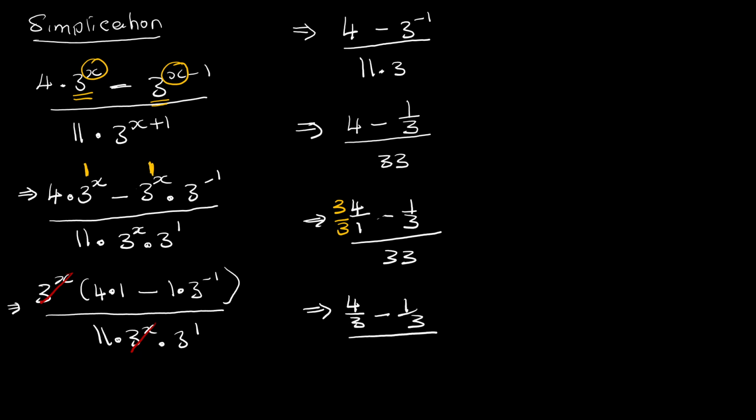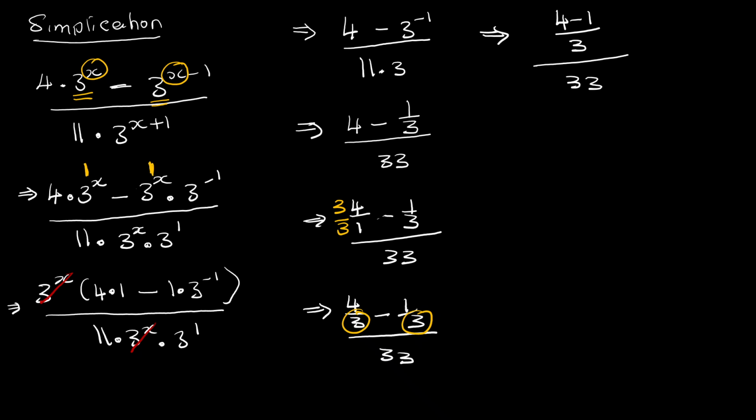And this is divided by what? 33. So let's continue to work on this. The top part, we can write it as 4 minus 1 over 3. And everything is divided by what? 33. Because now our denominators here are the same. These denominators are the same. So we can write it as one denominator. So now we are dividing.